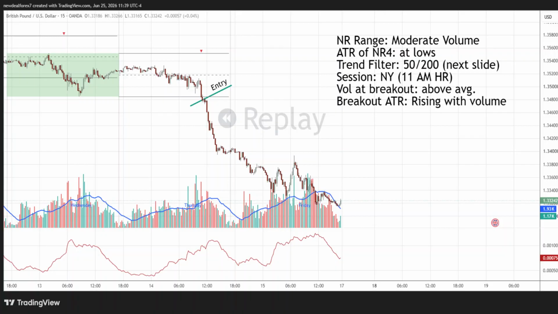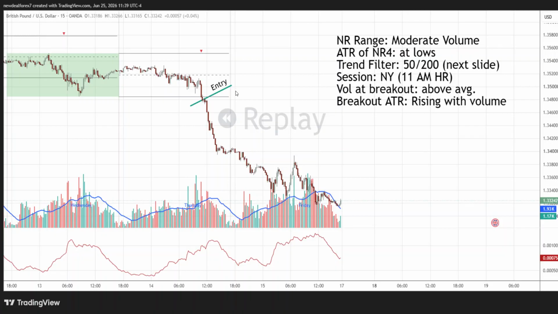Let's put everything together. First off, in terms of our narrow range, it does have some slightly high volume. I will admit that. So we can say that's kind of like a moderate. Had a little spike here, but then it did calm back down near the end of the day. That's fine. Next, we noticed the average true range was at a low. It did start picking up a little bit, but then it evened out. Now, the trend filter was going to be on the next slide, so I'll show you that next.